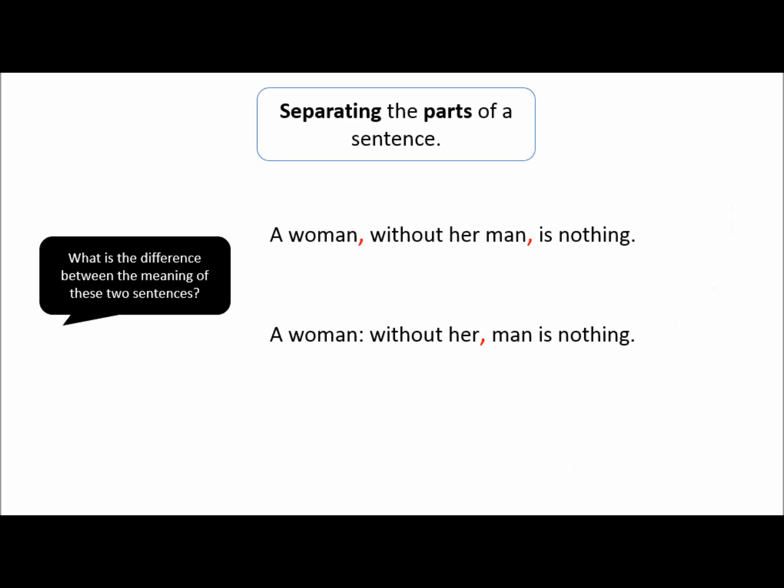Here's another example of the same words having different meaning depending on where the punctuation comes. A woman, comma, without her man, comma, is nothing. In this sentence, this is suggesting that a woman is nothing unless she has a man. Whereas in this next sentence, a woman, colon, without her, comma, man is nothing, instead is putting forward the opposite idea and is suggesting that man is nothing without a woman.